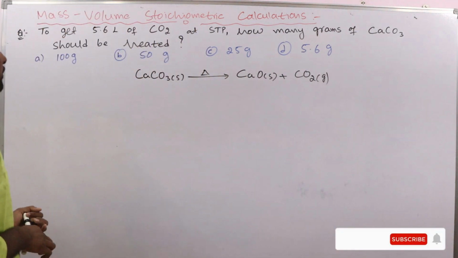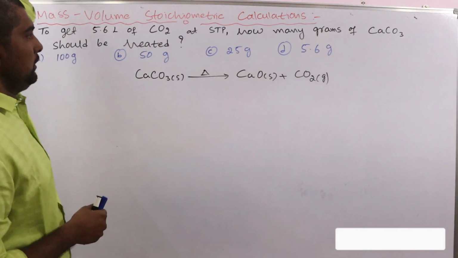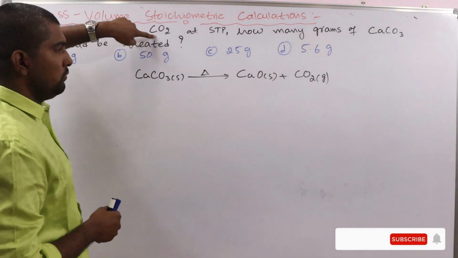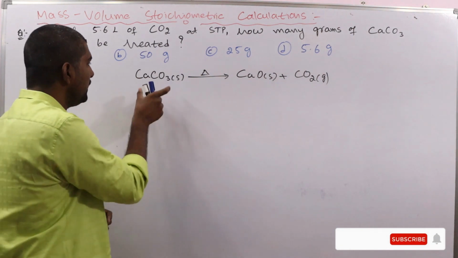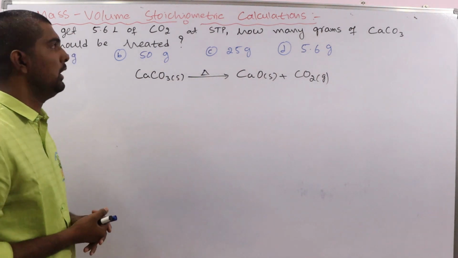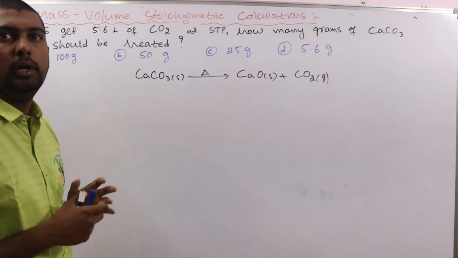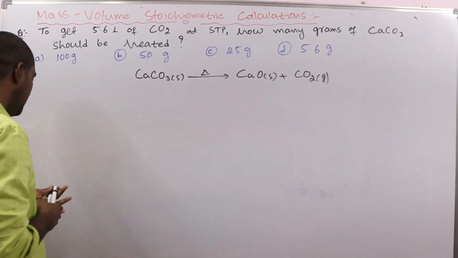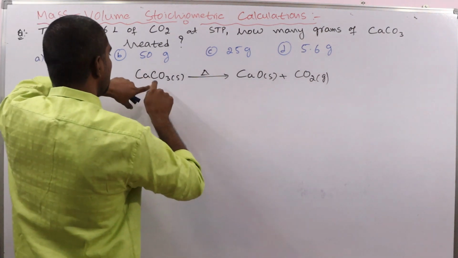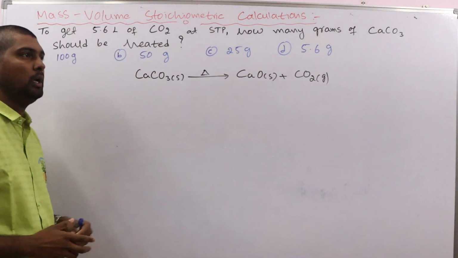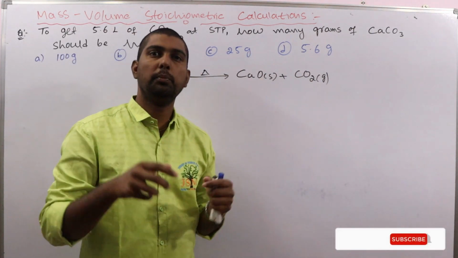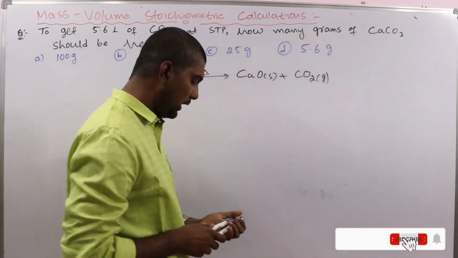Here in the given problem, the CO2 volume is provided and we are asked to calculate how many grams of CaCO3 is heated to get this much of CO2. So we should focus on calcium carbonate and CO2. That's all. No need to consider this CaO. This is not involved in the given problem. That is the first thing we have to do.